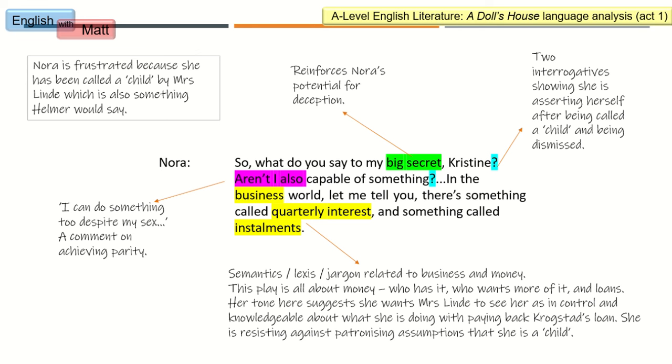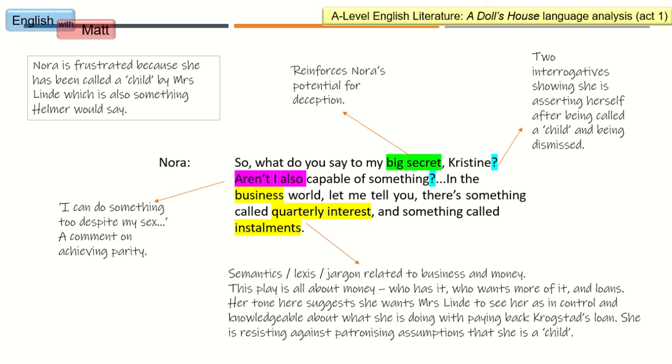So Nora's tone here suggests that she wants to be seen as taking control, and she wants to be seen as knowledgeable about the business of handling money, which is obviously something that would exist in the man's domain. So she is resisting against patronising assumptions that she is a child.